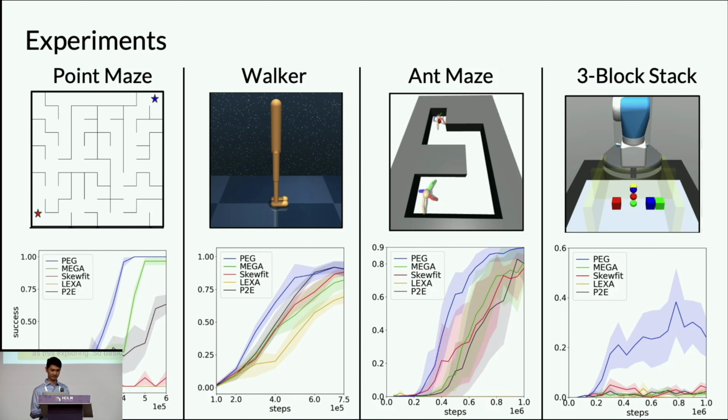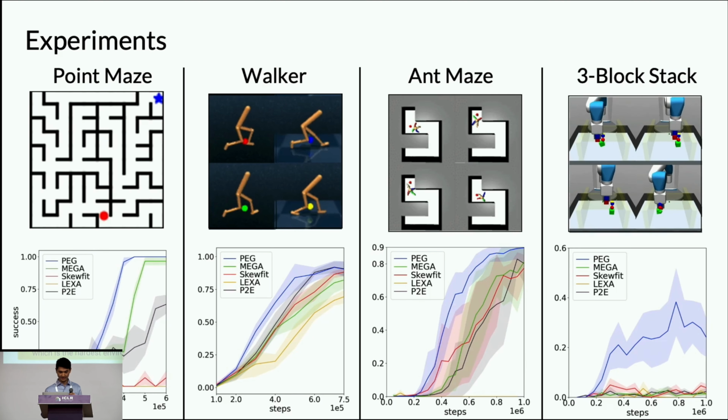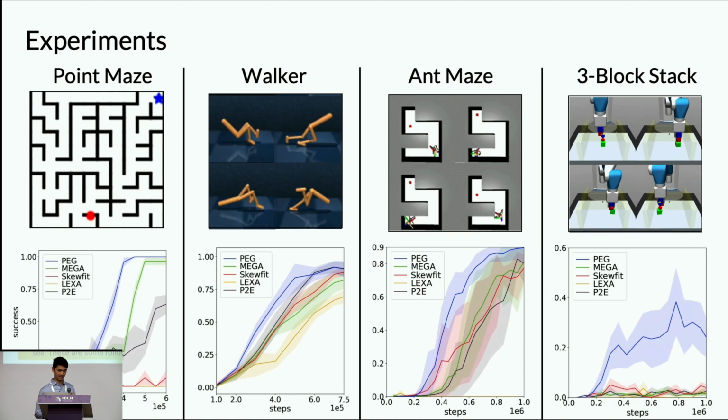And our curve, the blue curve, outperforms all of them, especially in the block stacking case, which is the hardest environment. So I'll go a little bit more into detail. So you can just see these are some rollouts of the converged PEG policy in all of these environments.